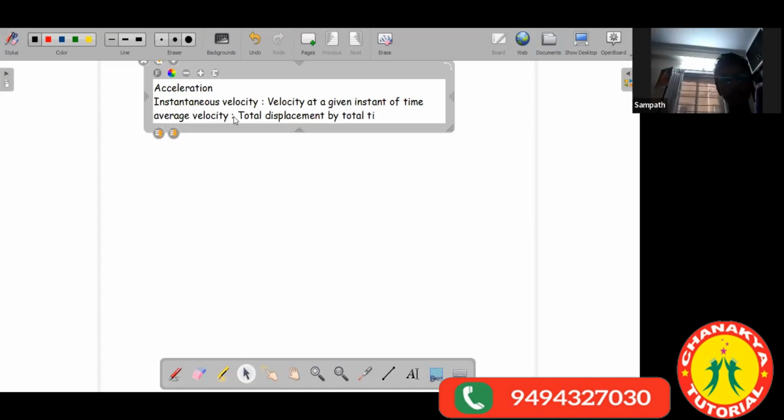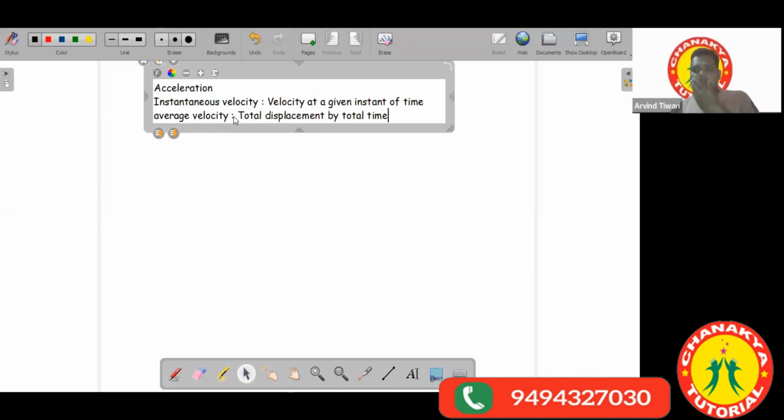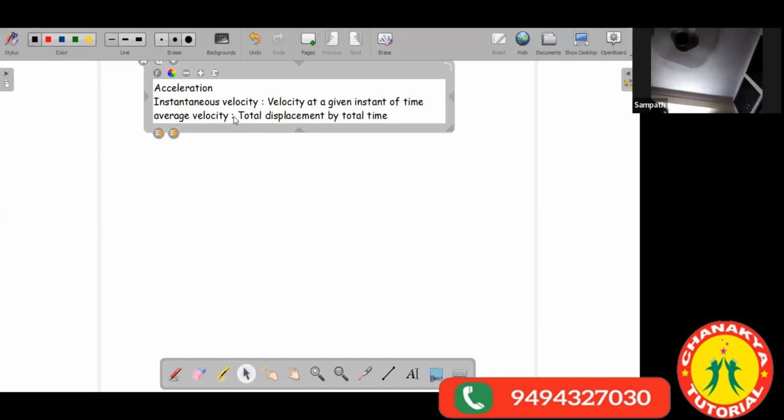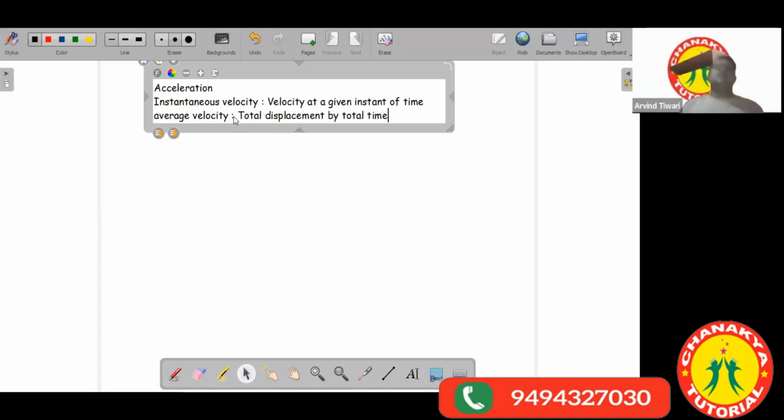For instantaneous velocity, we will take the displacement and time of that instant. Sir, for calculating instantaneous velocity we will take the displacement and time at that given instant. Yeah, at that instant. So it's like that.